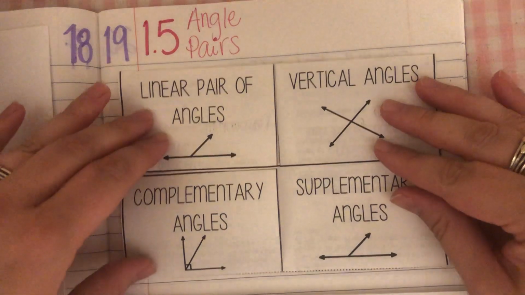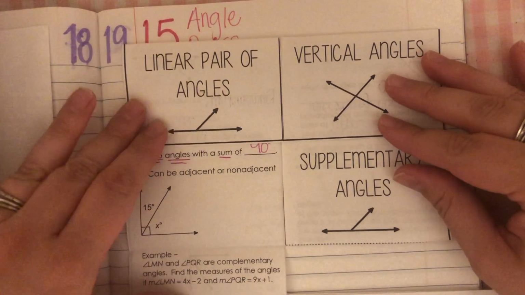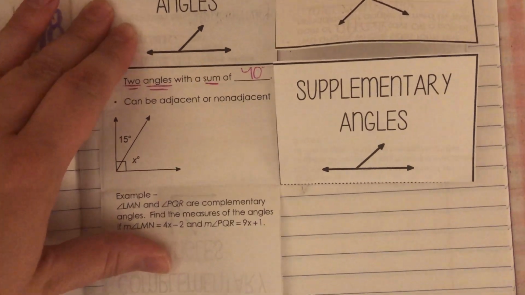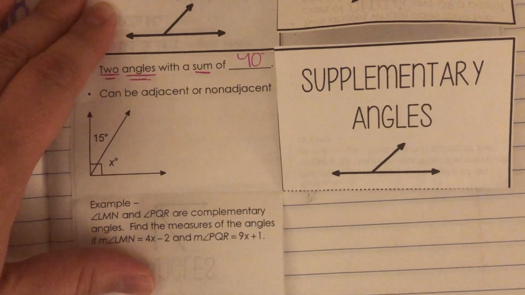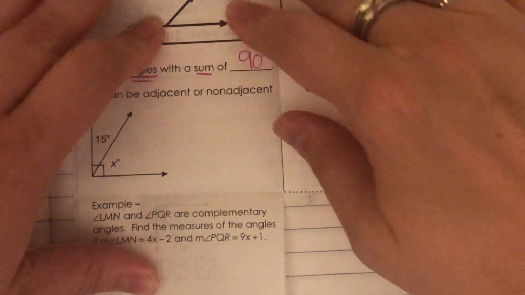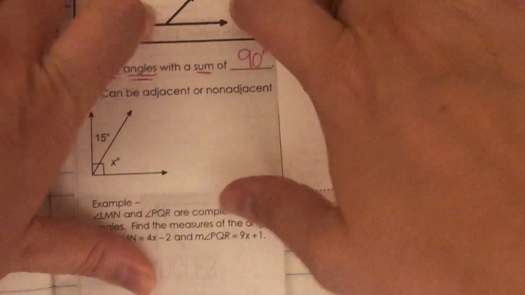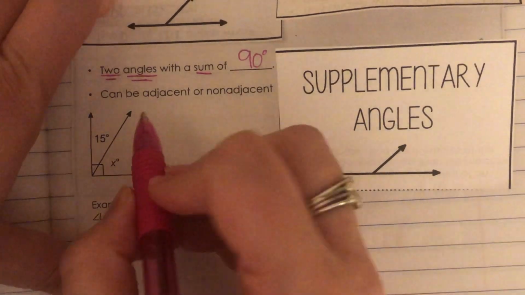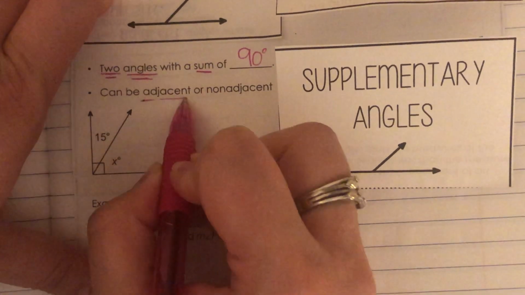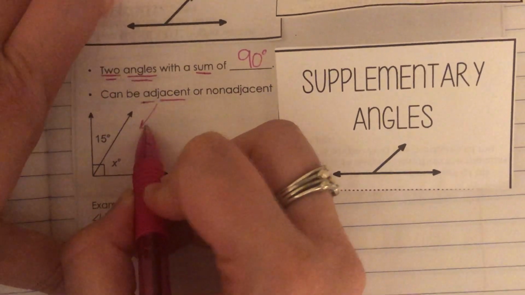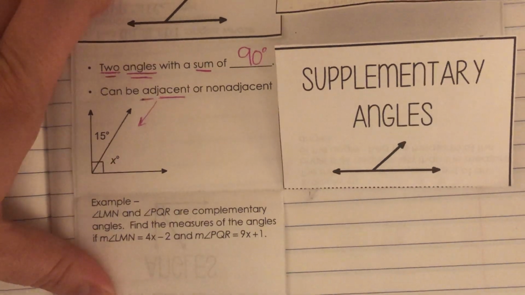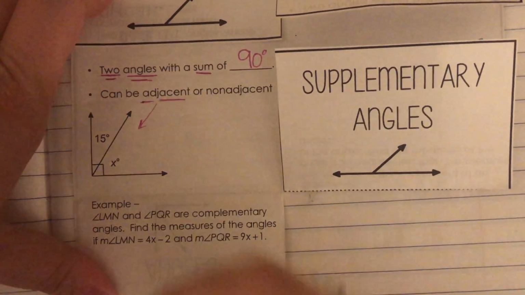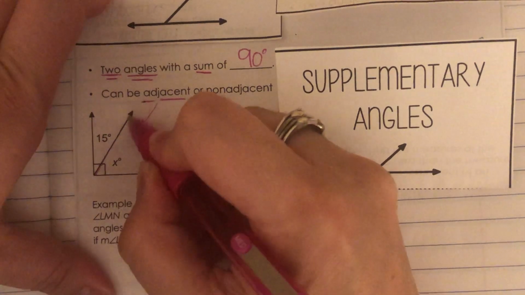Let's start with complementary. So complementary angles are two angles, let me zoom in on that a little bit for you, with a sum of 90 degrees. Two angles with a sum of 90 degrees. Only two. They can be adjacent, which is just a word that we use in geometry to show that they are side by side. These two angles that are drawn for you in the foldable are considered adjacent because they share this ray for a side.